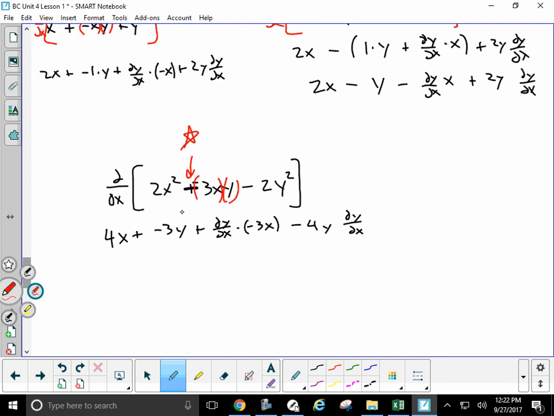Okay, derivative of negative 3x is negative 3 times y plus the derivative of y, dy dx, times negative 3x. Questions about that?